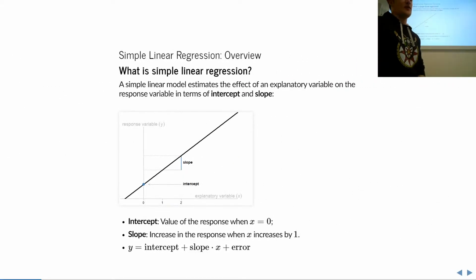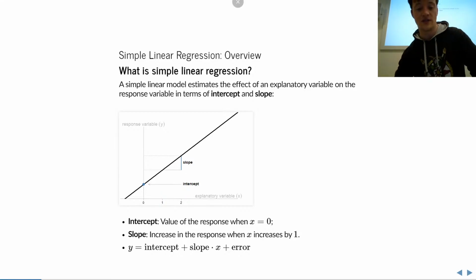Okay, so what is simple linear regression? It is called simple because it only has one explanatory variable. And when we have that, what we're really doing is we're estimating a line, right? So we have an intercept, which is the value of the outcome when the explanatory variable is equal to 0. So that's where it hits the y-axis, so to speak. And we have the slope, which is the increase in the response variable if the explanatory variable increases by 1. So that gives us the entire model already.